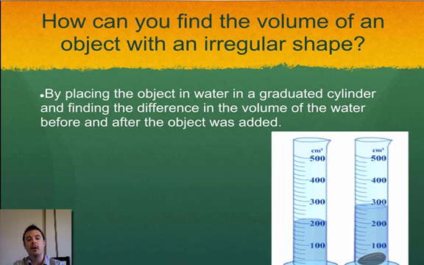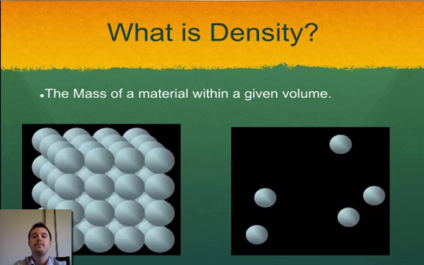So our example here has 200 before the rock dropped in. It was about 260 when the rock is in there. So the difference is 200, 260. The difference is 60. 60 what? Well, our graduated cylinder, as you can see, is labeled cm3, cubic centimeters. So we would say that the rock is 60 cubic centimeters.